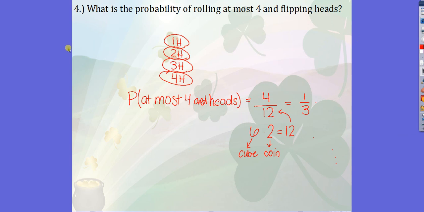So we did this on probability of rolling at most 4 and flipping heads. So it's the same cube, 6 outcomes for the cube, 2 for the coin, so 12 outcomes. And at most 4, well, on a number cube, I have 4 options, 1, 2, 3, 4, and then I want the coin to say heads, so I can have it say 1 and then heads, 2 and then heads, 3 and then heads, 4 and then heads. So of all 12 outcomes, only 4 of them satisfy these set of rules. So 4 out of 12, or 1/3.